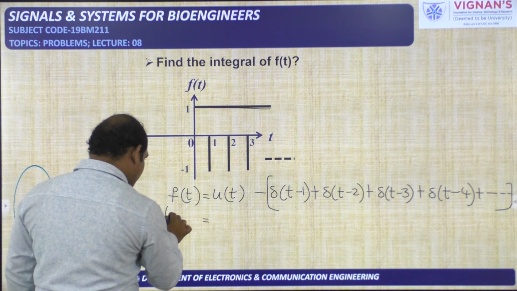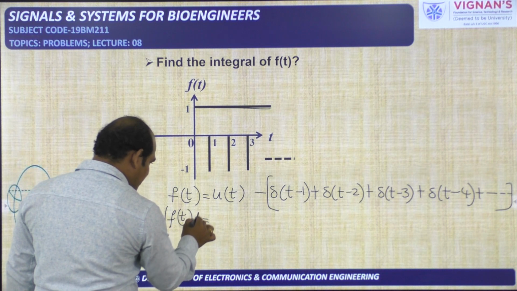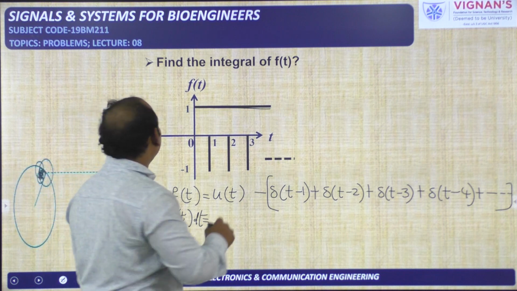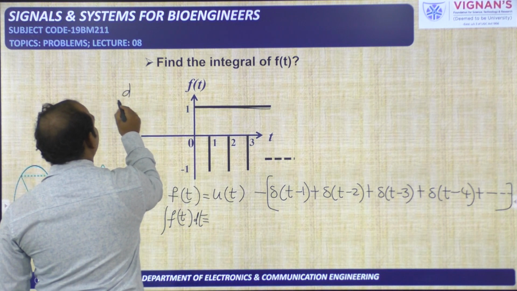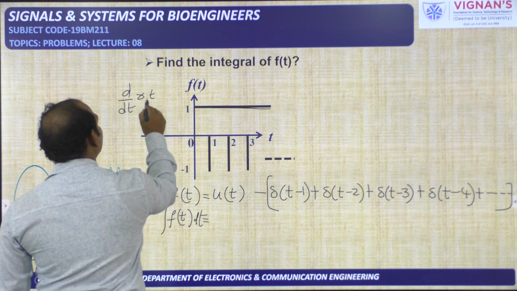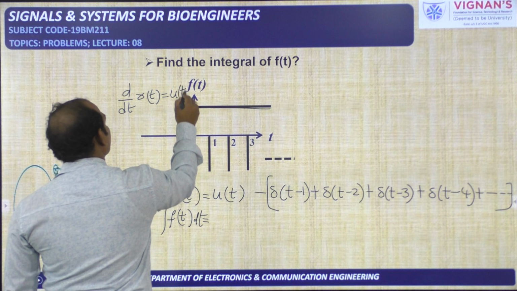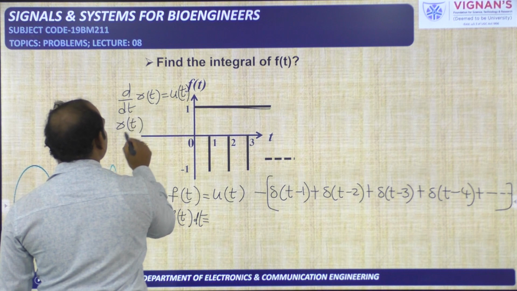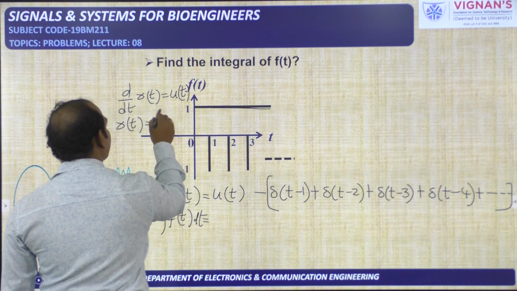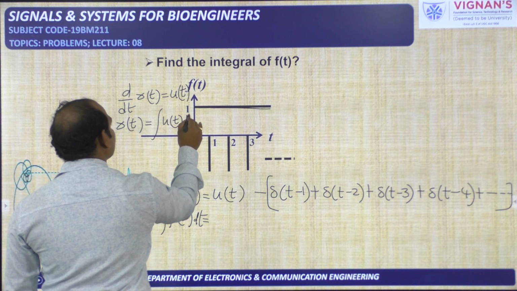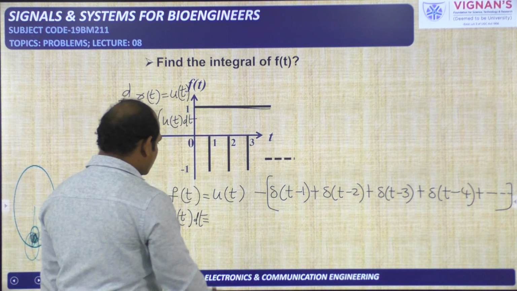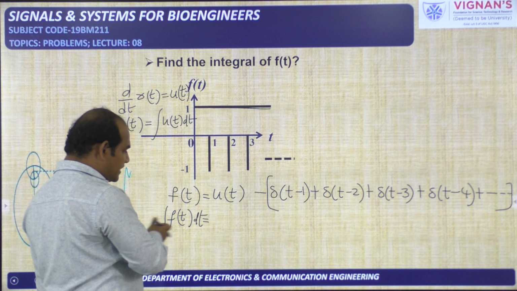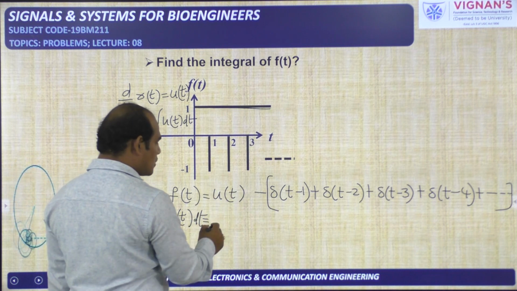If I do the integration for this, we know that integration of u of t is r of t. Previously we have proved that d by dt of r of t is u of t. So you perform the integration on both sides. Integration and derivation will cancel, and here you will get r of t and integral of u of t dt. That means integral of u of t will give r of t. So we are doing the integration for this entire equation, left side and right side. So integral of f of t dt is equal to integral of u of t, that will give r of t.